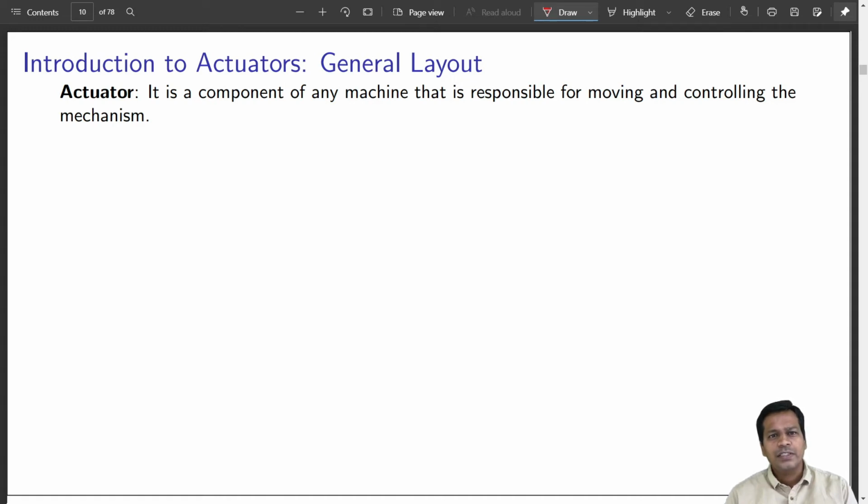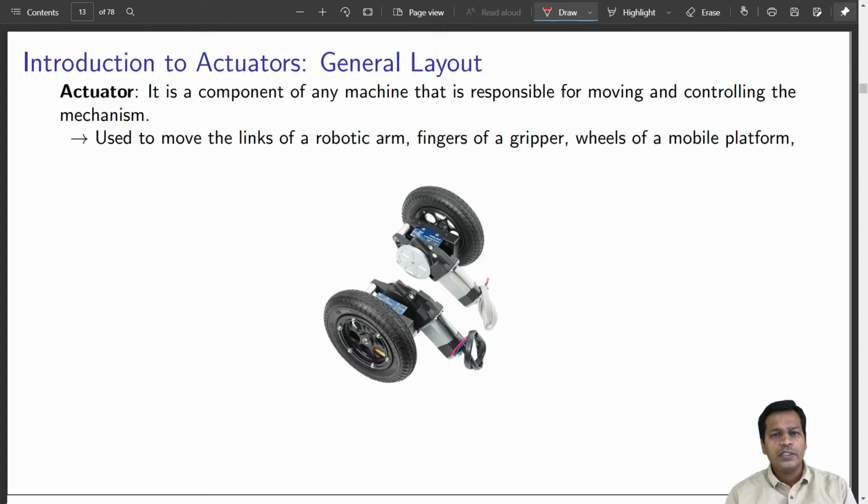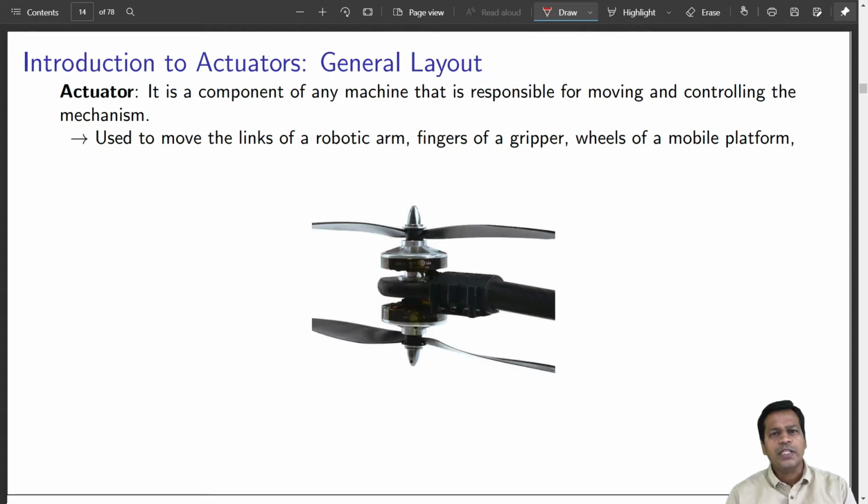Actuators. It is the component of any machine that is responsible for moving and controlling the mechanism. Over here, it is a robot, typically a serial or parallel robot in the industry. It is used to move the links of a robotic arm, fingers of a gripper, wheels of a mobile robot, propellers of an aerial vehicle like a quadrotor or a drone.